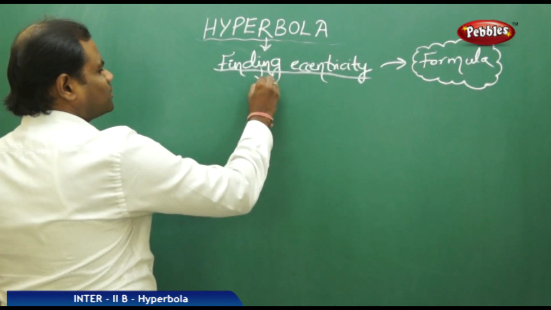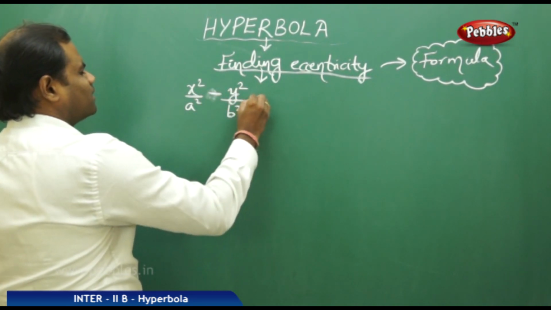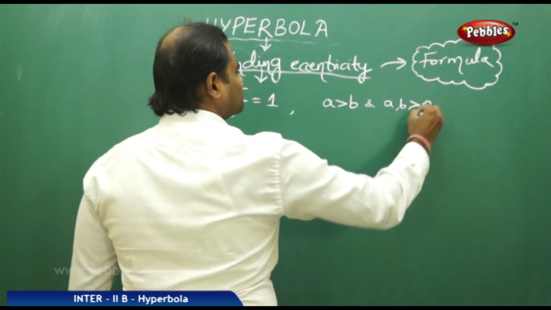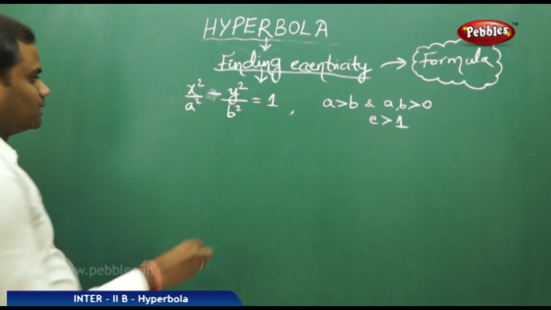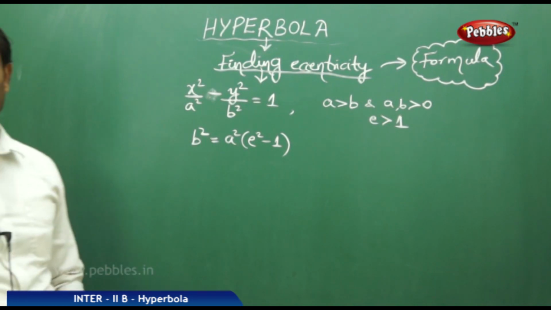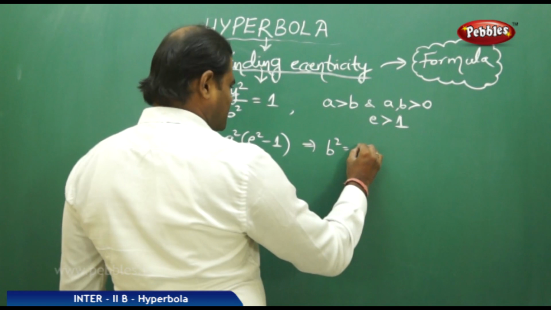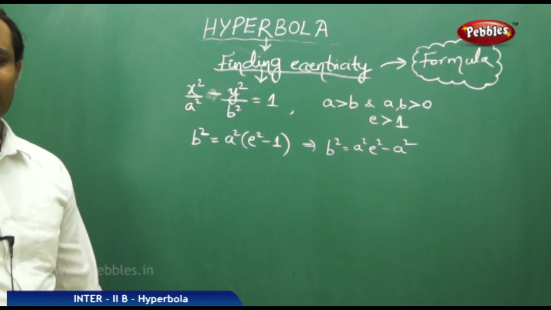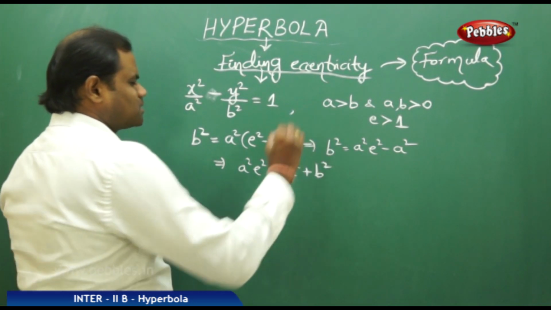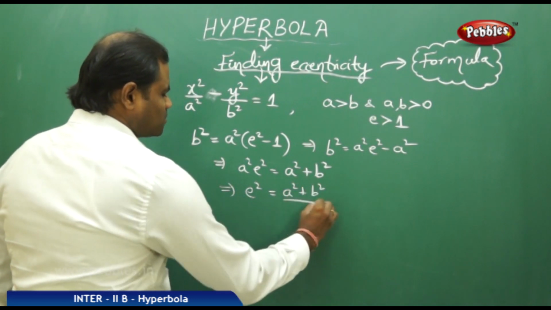So suppose I have the equation of hyperbola x squared by a squared minus y squared by b squared equals 1, with a greater than b, and both a and b are positive, and of course e greater than 1. Then we know that b square is given by a square into e square minus 1. So using this, let's see what would be the formula for e when I make e the subject in this relation. To make e the subject, I expand the brackets on the right hand side, a square e square minus a square, which on further simplification gives us a square e square equals a square plus b square, by bringing a square to the other side. That implies my e square is a square plus b square by a square.